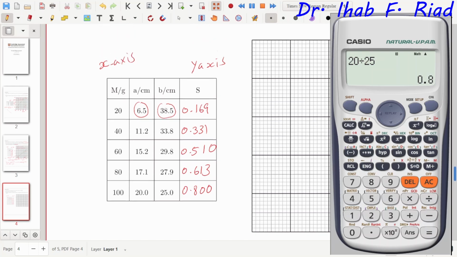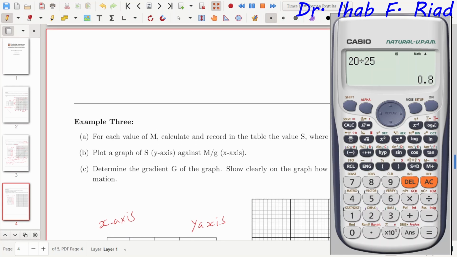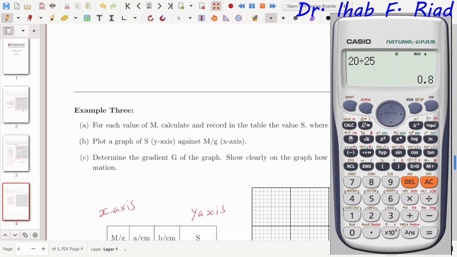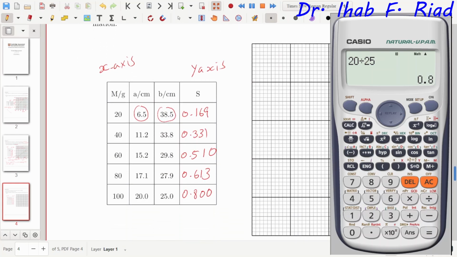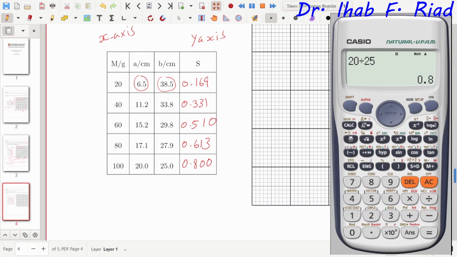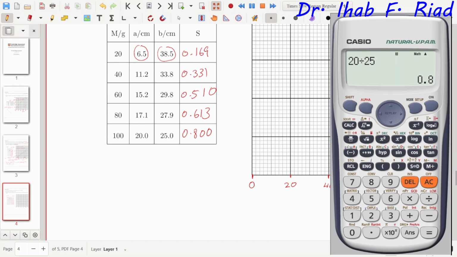So now let us choose the graph. Plot a graph of S against M, and determine the gradient. M is a good choice for the x-axis, because we have 20 over here, so we can start right from 0. 20, 40, 60, 80, 100. And this is M in grams.